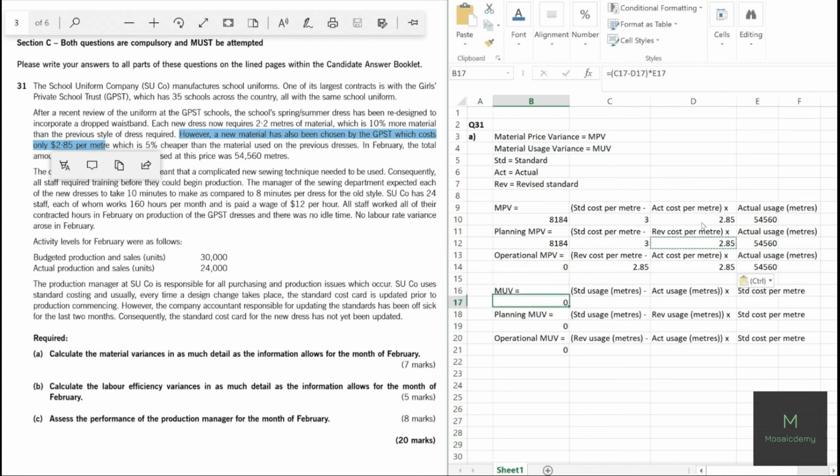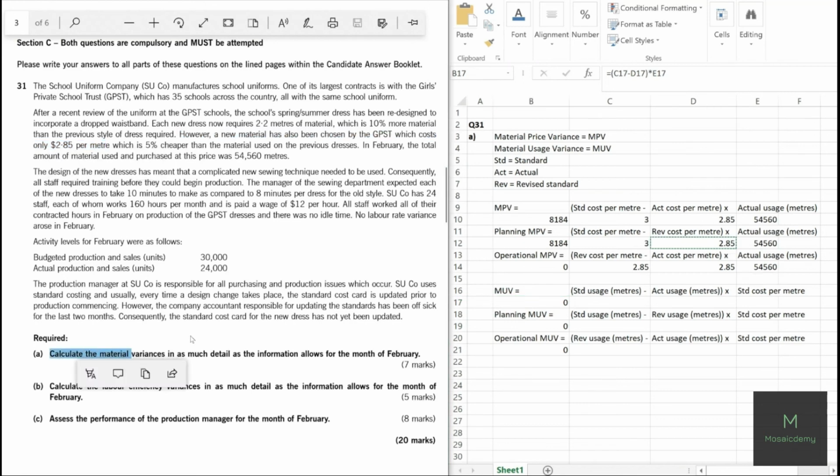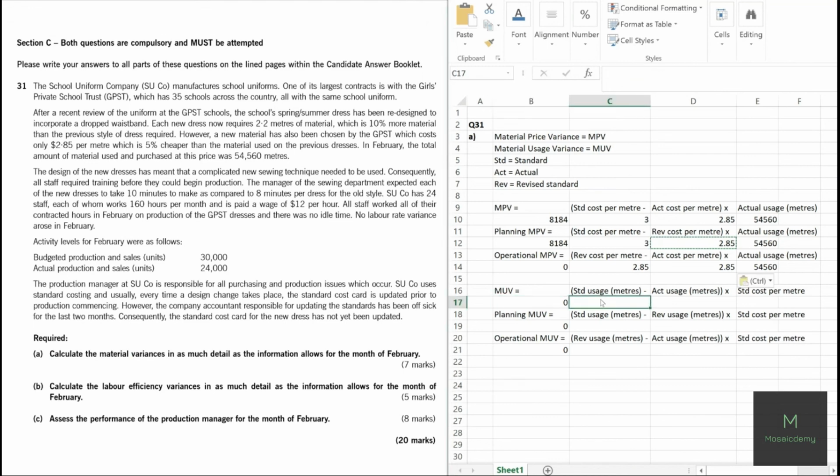Okay, so we have our material price variances, and they've only asked us to calculate the variances, not to assess or analyze them. So we don't need to go any further there. So we're half done. Now let's talk about material usage variance.